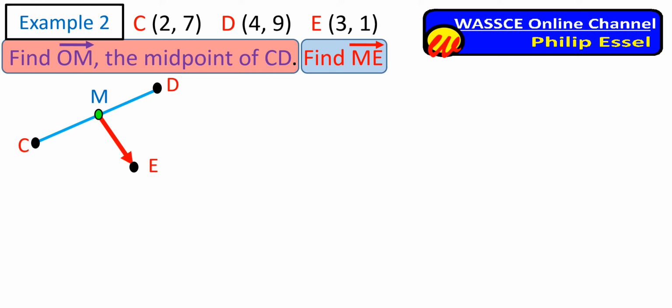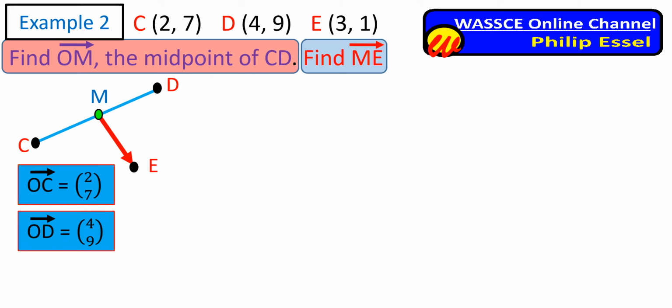So first, let's write all the points given to us in their position vector form. The point C has the position vector OC, which is equal to (2, 7). The position vector of the point D is OD, and it is equal to (4, 9). And the position vector of the point E would be the vector OE, and it is equal to (3, 1).